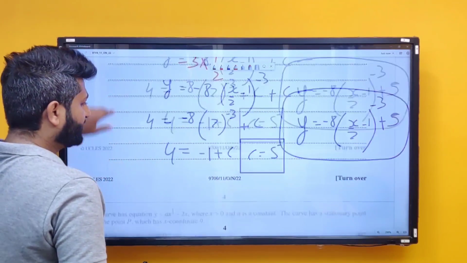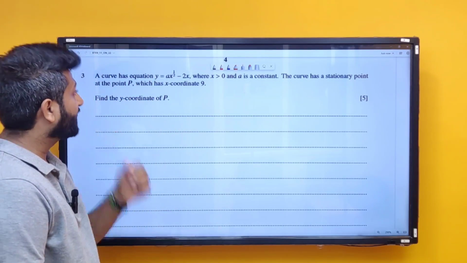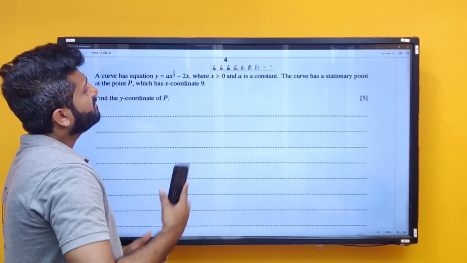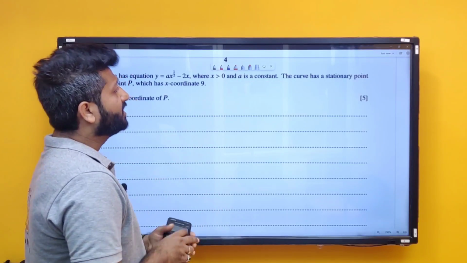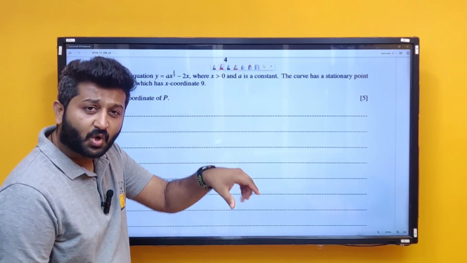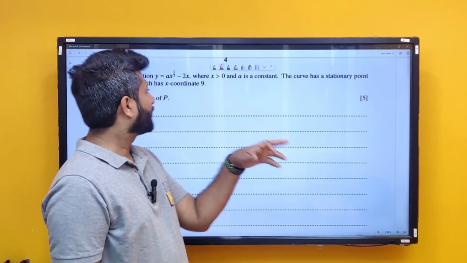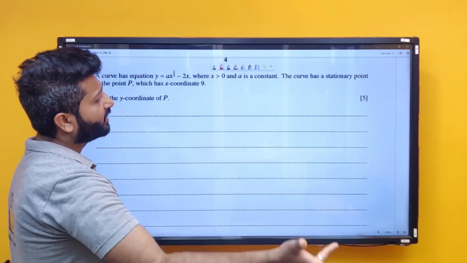Next question. A curve has the equation y equals a x power half minus 2x, where x is greater than 0 and a is a constant. The curve has a stationary point at P, which has an x coordinate 9. So this curve is having a stationary point at P and its value of x is 9. So find the y coordinate of P.